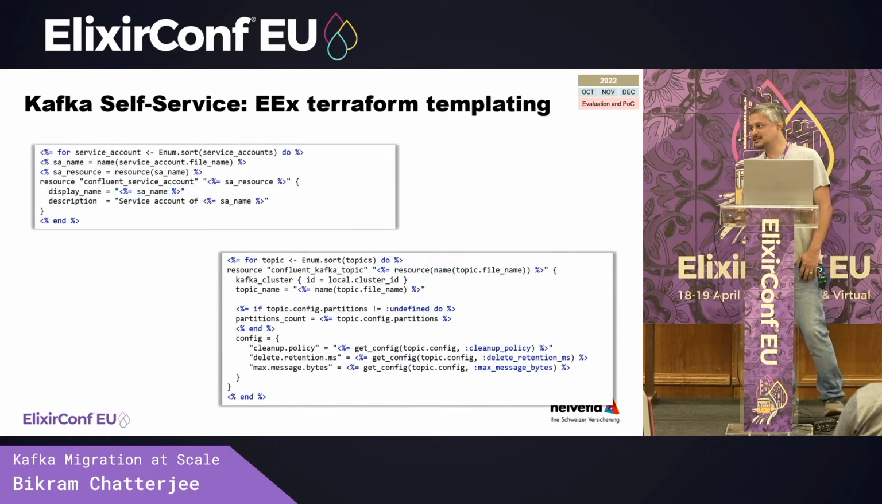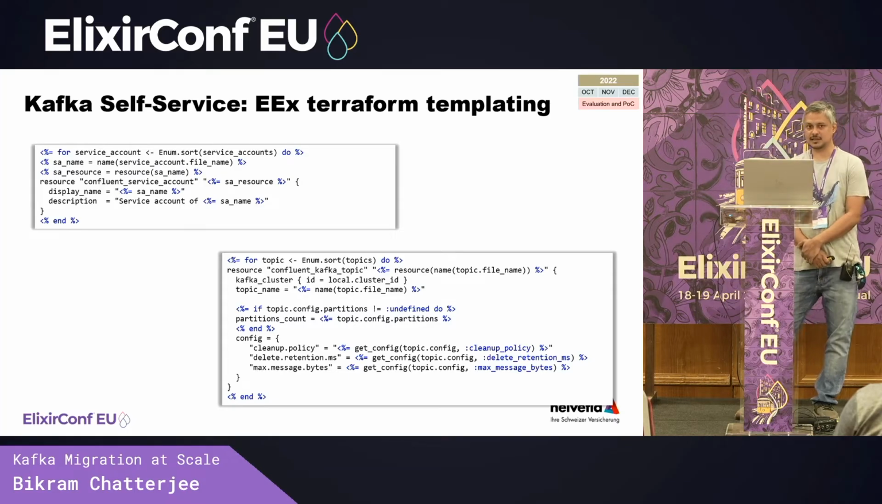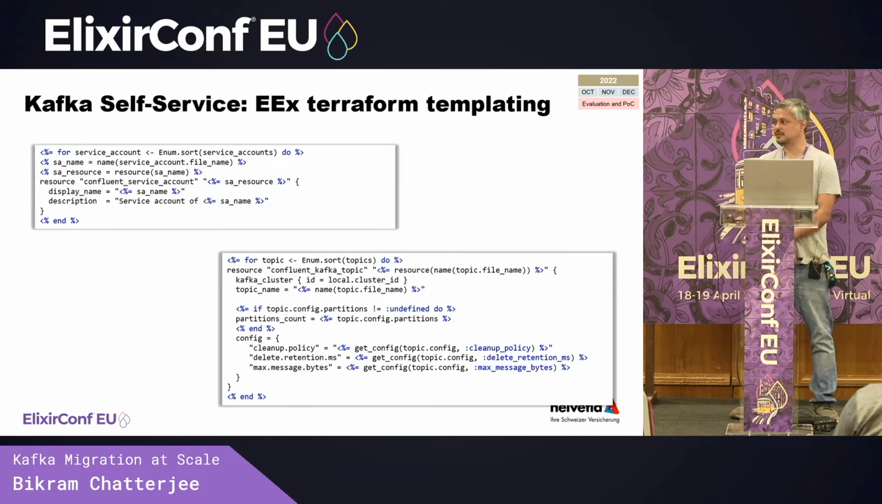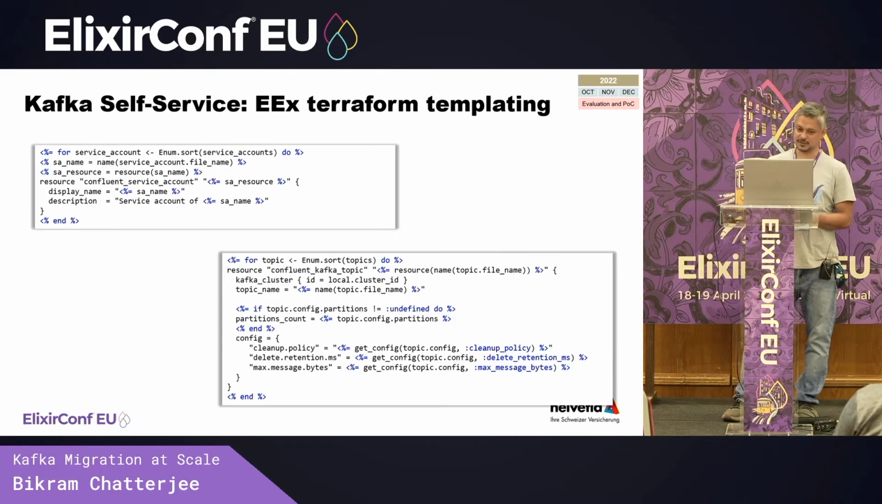All right, so here are two small examples of how our EEx templates look for the generation of Terraform. We receive a list of service account structs, and you access those fields to fill in a Terraform template for service account, and we did the same for topics. Of course, there are more parts to this Terraform script. It's not this small. We also had to build resources for roles and access control lists, but they more or less look like this.